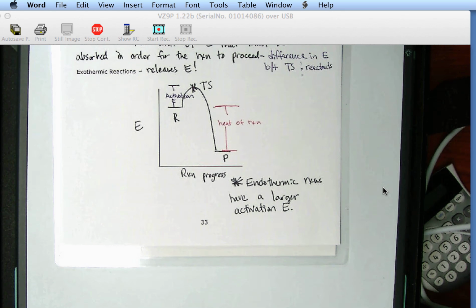Questions on this? Commit this to memory. Think about drawing your pictures. Draw these two pictures when you get your quiz or your exam. When you're debating about endothermic or exothermic, or what is the definition of heat of reaction. Anytime you're asked something about this, draw a picture, and it will keep you straight.